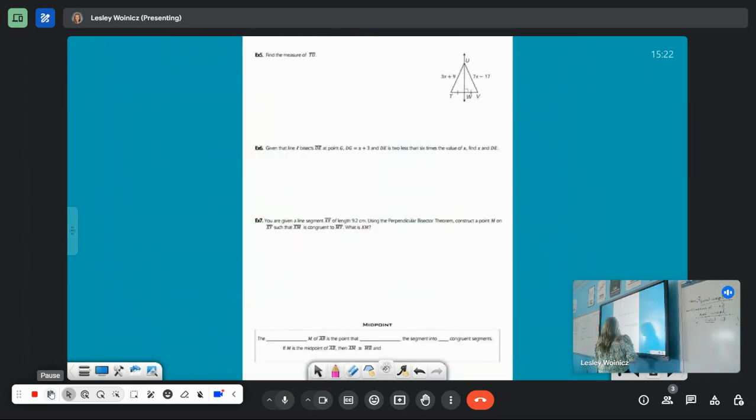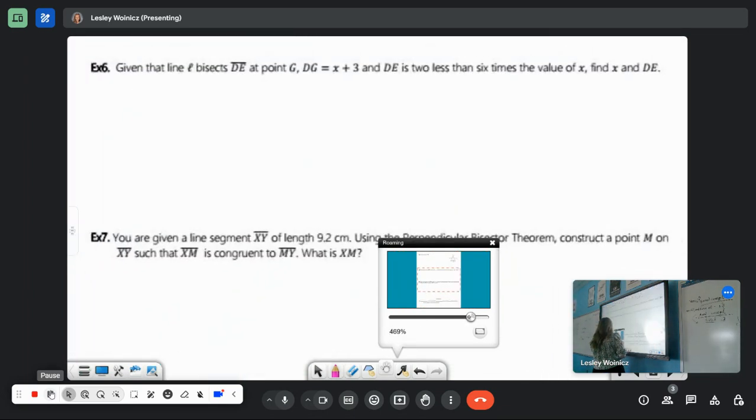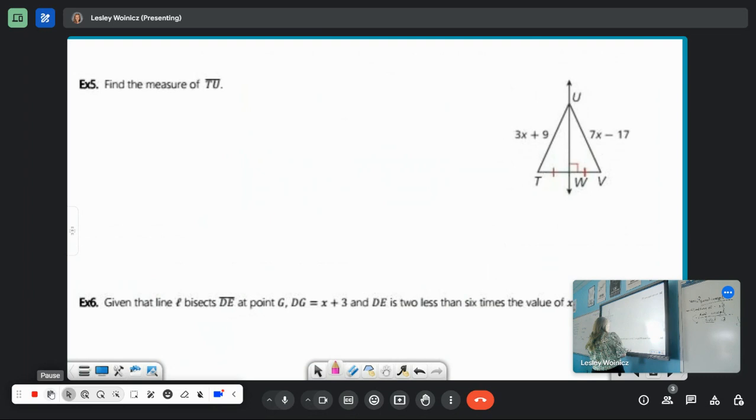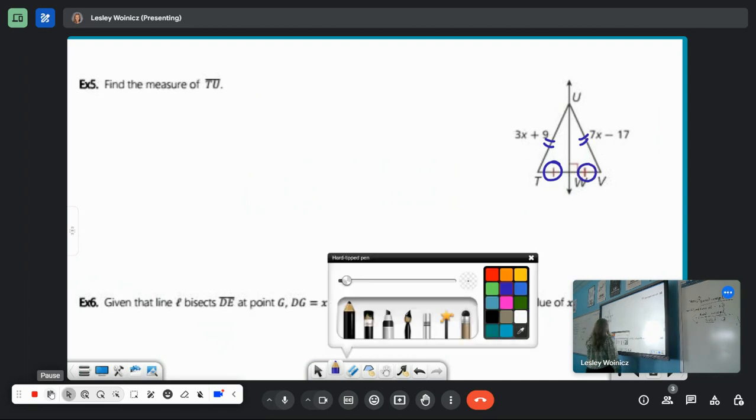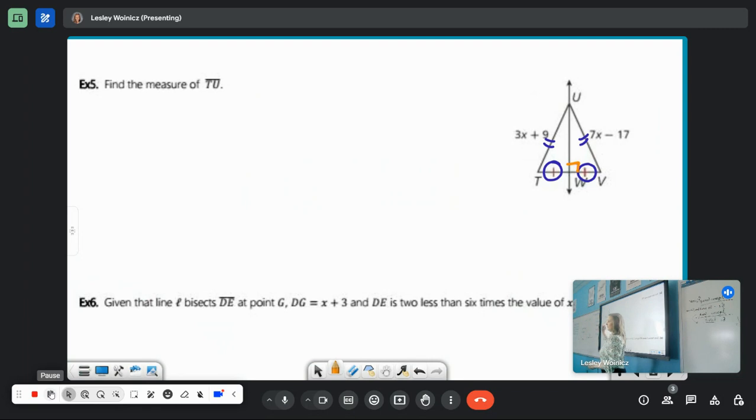We have to find the measure of TU. So, I have two pieces of information. I know that these two are congruent, and I know that that is a right angle. Therefore, UW is a perpendicular bisector. So I can conclude that UT has to be congruent to UV. Okay, I had to have this piece of information, and I had to have this piece of information to know the third thing. I need two for the third. One is not enough.